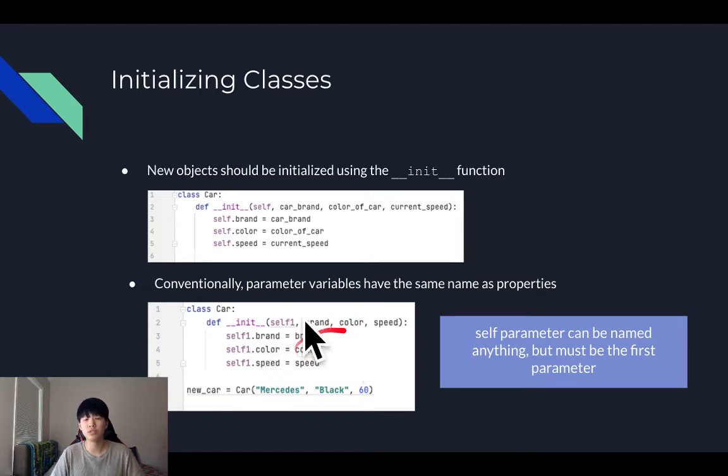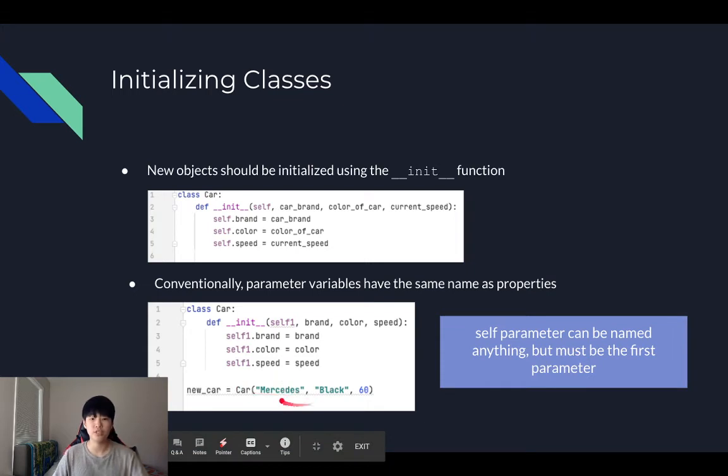This is a little simpler, and optimally the self1 would be self because it's more conventional, but I'll just show you here that the self parameter can be named anything. So when I create this new car, and then I call the car, and I say Mercedes, black, 60, I'm saying that this Mercedes is the brand, black is the color, and 60 is the speed.